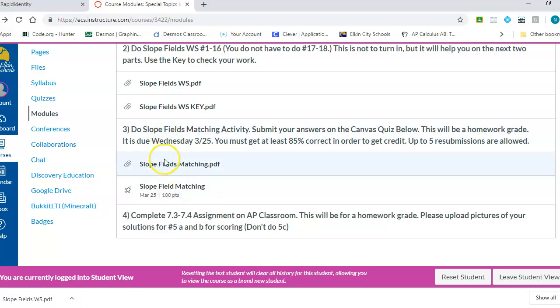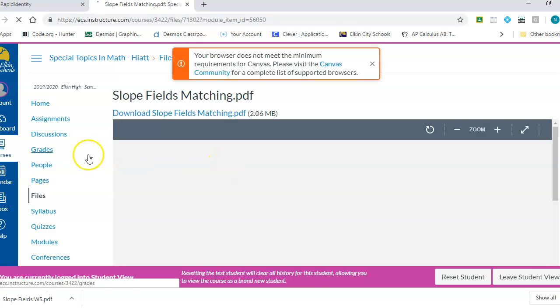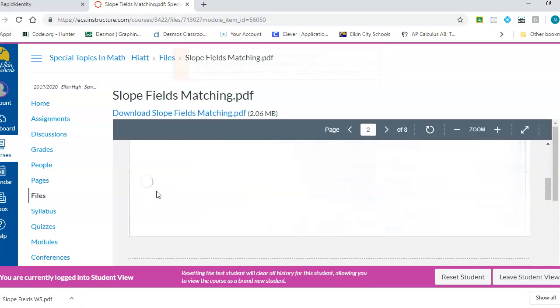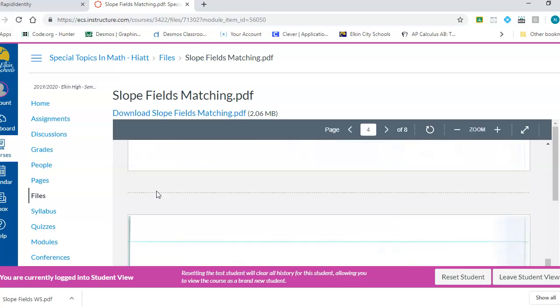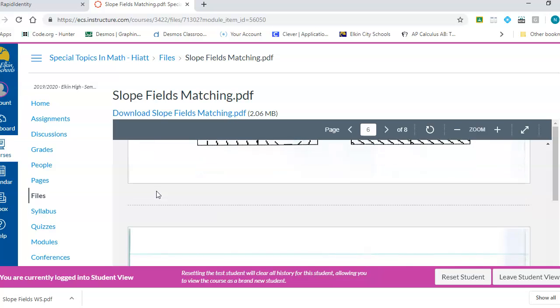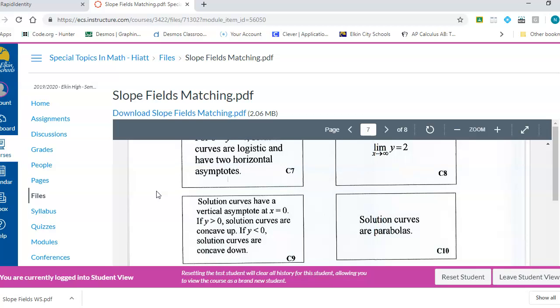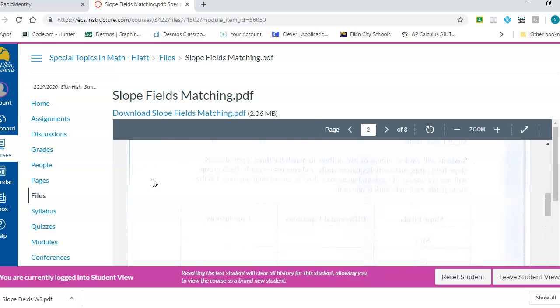And the next is a slope fields matching activity. And if you'll click here, there is a chart here for you to put your answers on, and it's basically some cards. You've got 10 different differential equations. Then you've got 10 different slope fields that you have, and then you've got 10 different conclusions that are made. So you have to match each slope field to a differential equation and a conclusion. And you can record your answers here on this table.